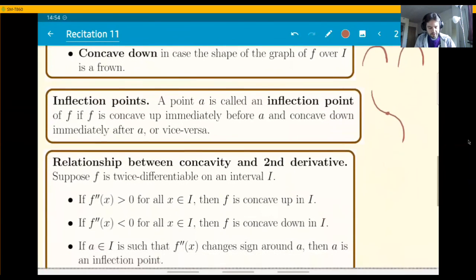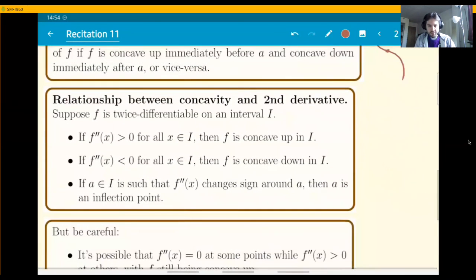So what is the relationship between concavity and the second derivative? It's similar to the relationship between increase and decrease and the first derivative. If the second derivative is positive on an interval, the function must be concave up. If the second derivative is negative, concave down. And then if you have a point where the second derivative is changing sign, it must be an inflection point, because it must mean the concavity was changing. But be careful.